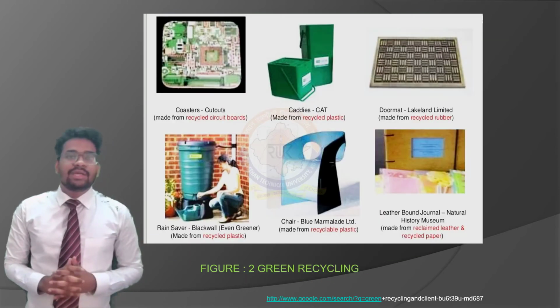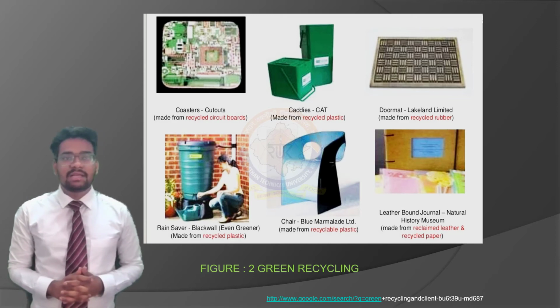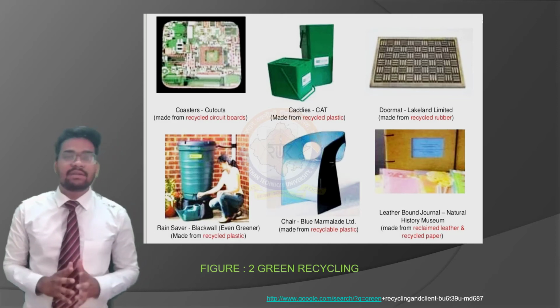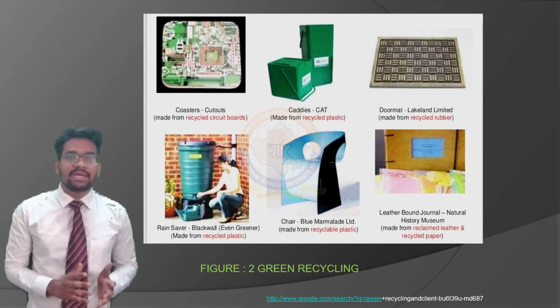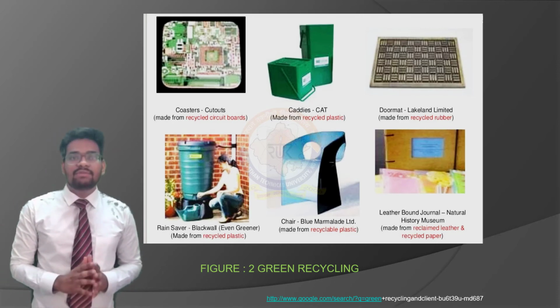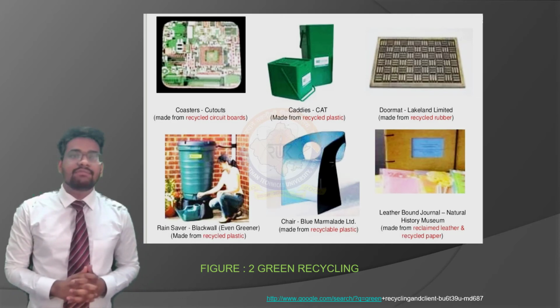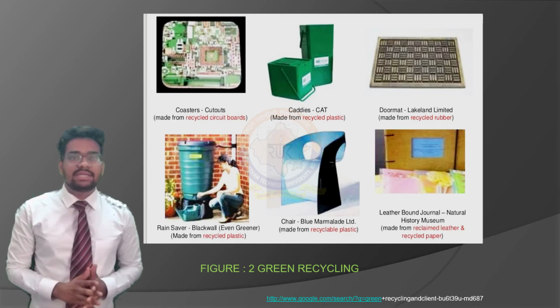In this slide, you can see some examples of green recycling products. First one is Gocher, which is made of recycled circuit boards. Second one is caddies, which is made of recycled plastic. Third is doormat, which is made from recycled rubber. Fourth and fifth are rain saver and chair, which are made of recycled plastic. And the last one is leather bound journal, which is made from reclaimed leather and recycled paper.